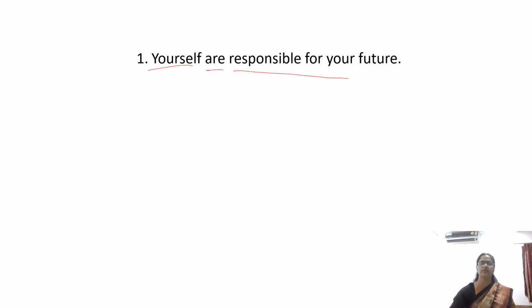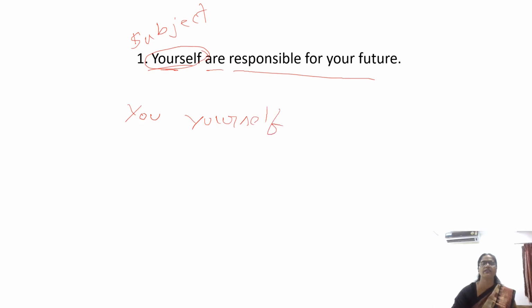Yourself are responsible for your future. Here yourself is an emphatic pronoun, and an emphatic pronoun cannot be written without a proper subject. We need a subject to use an emphatic pronoun. So here, not yourself are responsible. Are responsible for your future is the correct answer. We need to add here a proper subject, that is you.